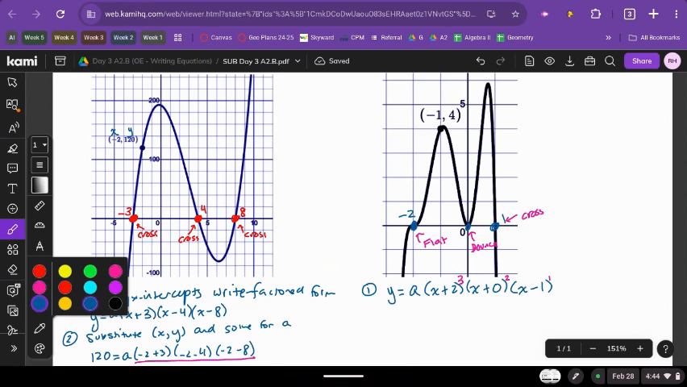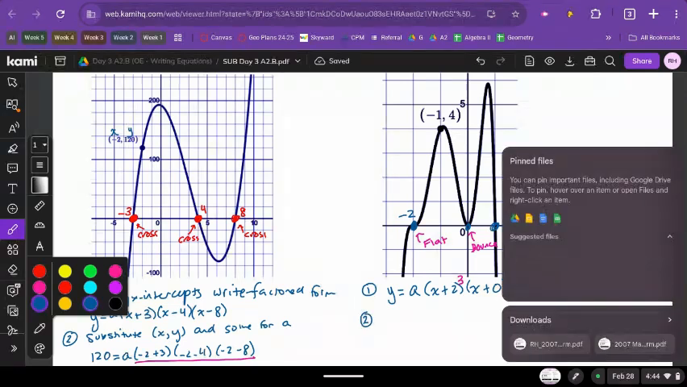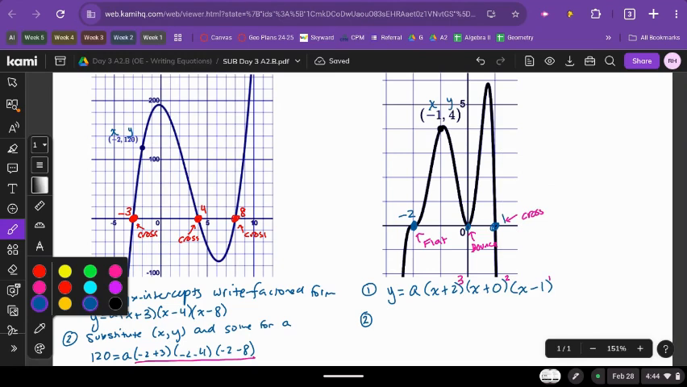So then my second step is going to be substituting in the x and y values. Up here I see another point that's not on the x-axis. So my y value is 4, a, x value is -1 to the power of 3, -1 + 0 to the power of 2, -1 - 1.